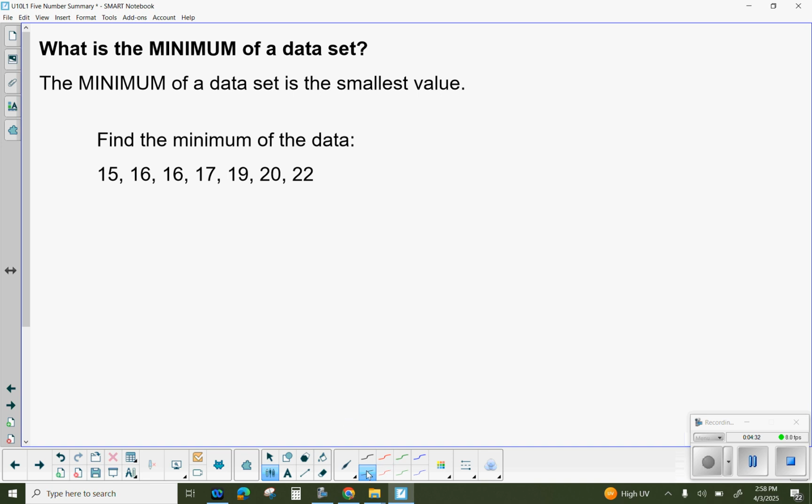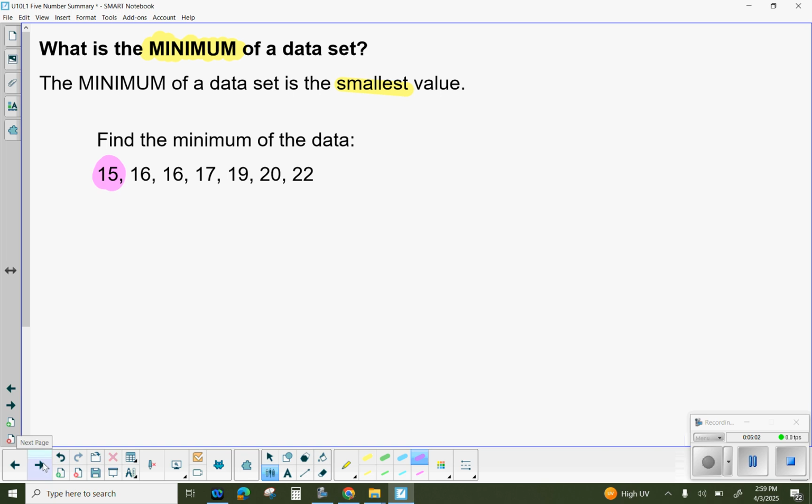The minimum, okay? Minimum is the number that is, yep, you guessed it, at the smallest place. So minimum is the smallest value. So, toughest question you've probably answered all day: which of these numbers is the smallest? If you said 15, give yourself a high five. Yes, it's 15. 15 is the minimum.